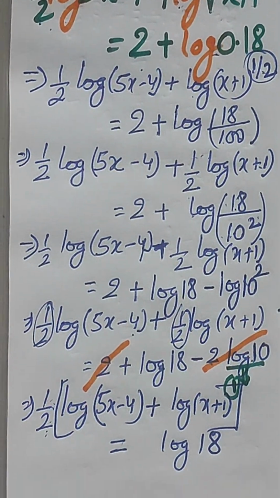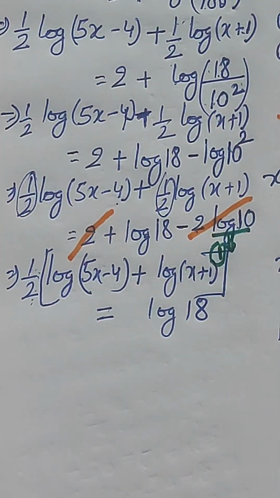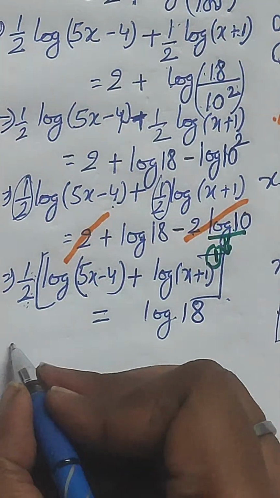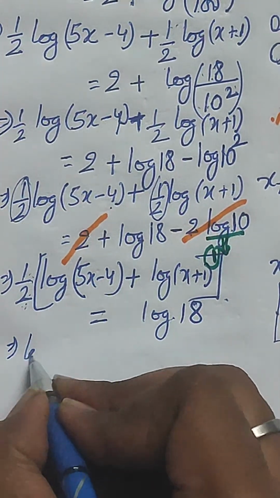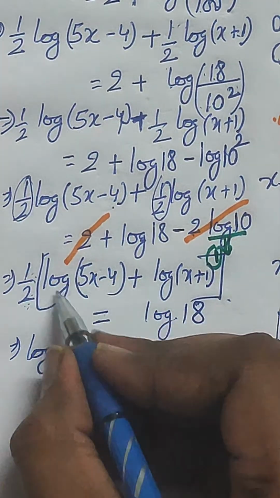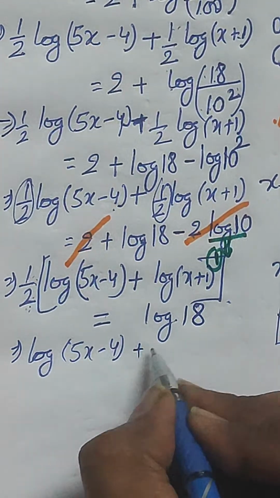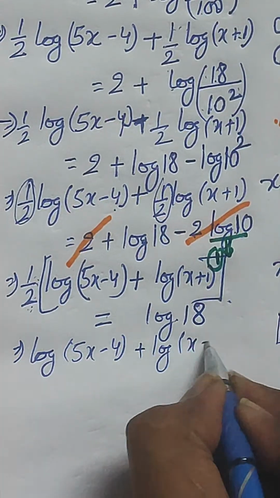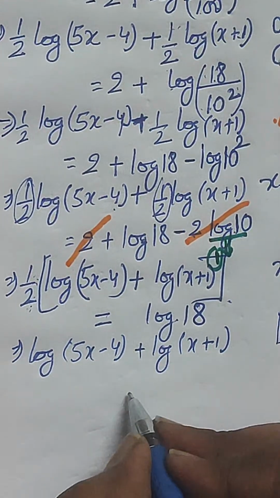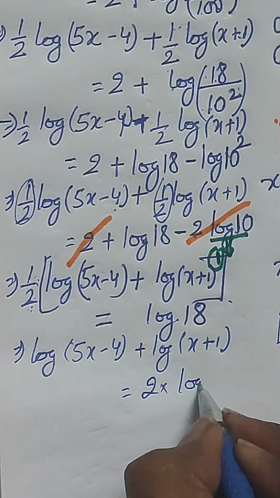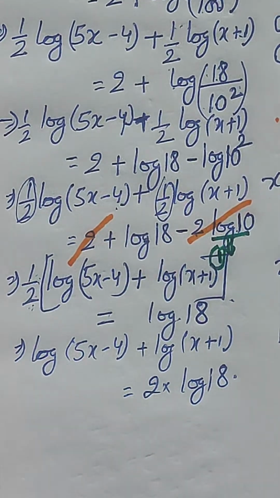So into the next step what we can do, we can simply shift these two to the RHS. So it will be log of 5x minus 4 plus log of x plus 1 is equal to 2 times log 18, right?